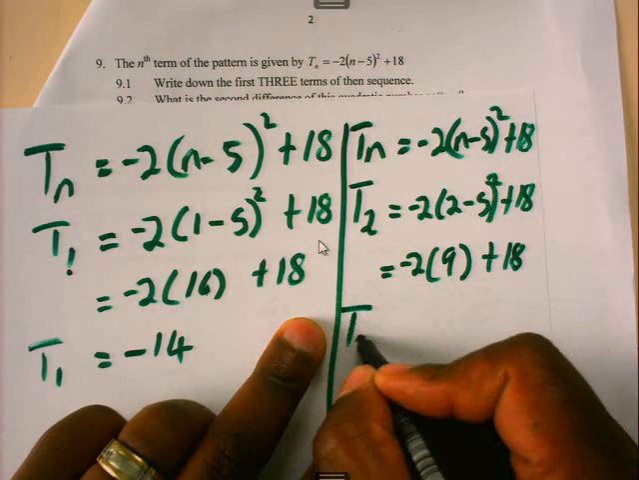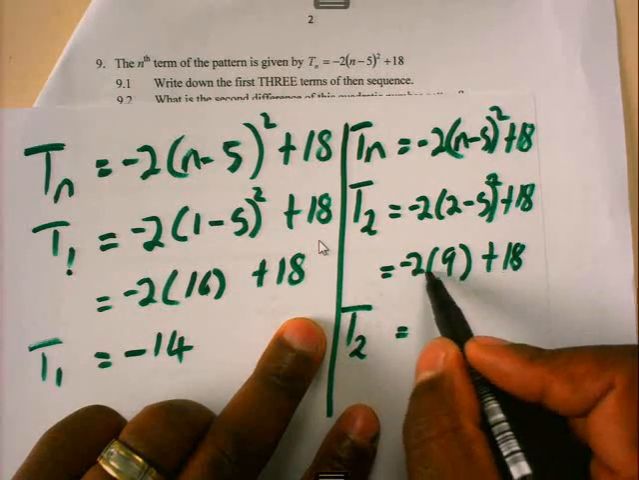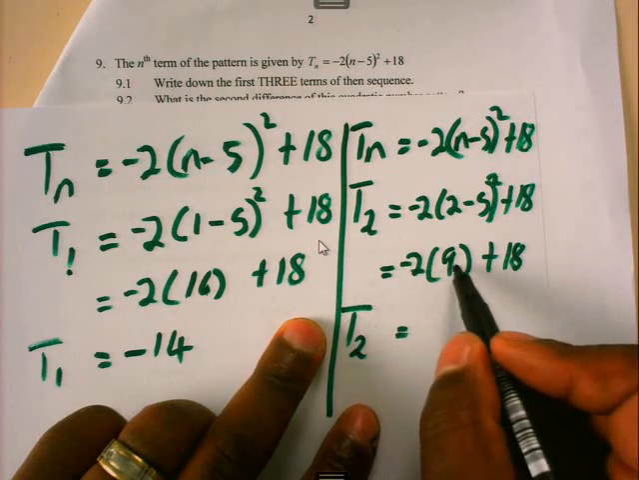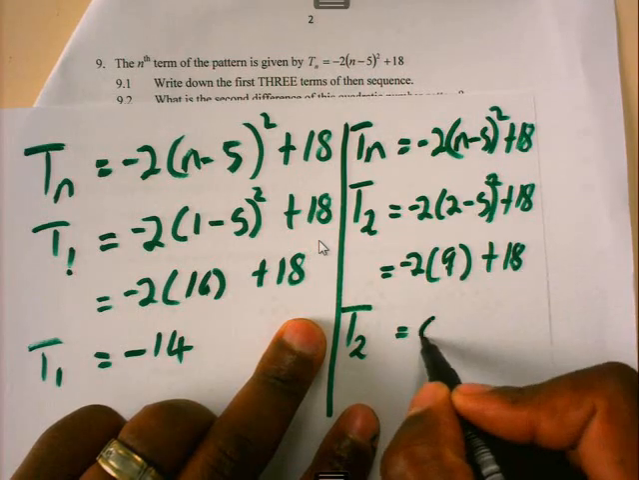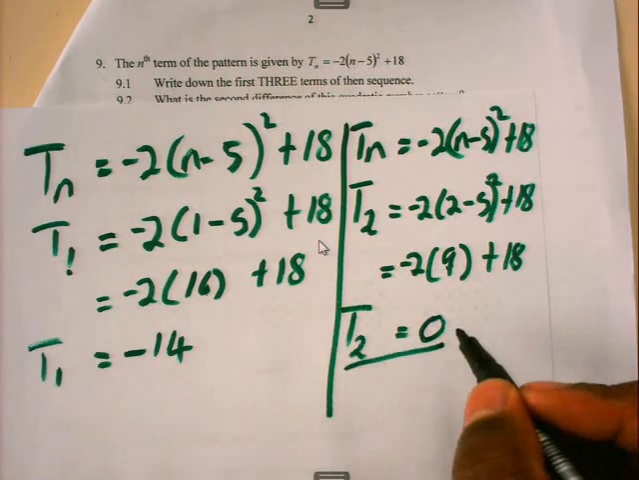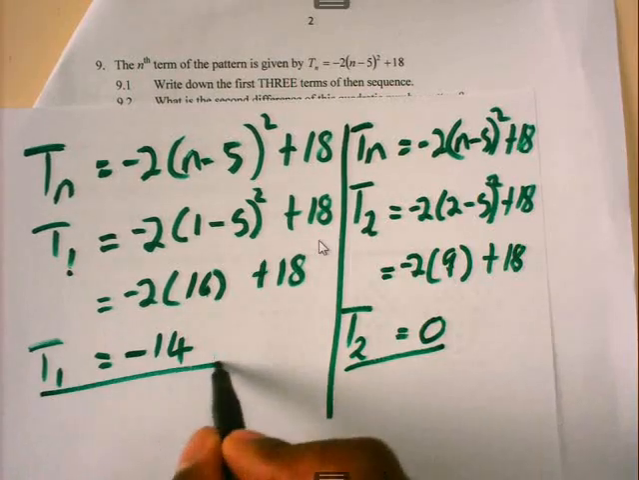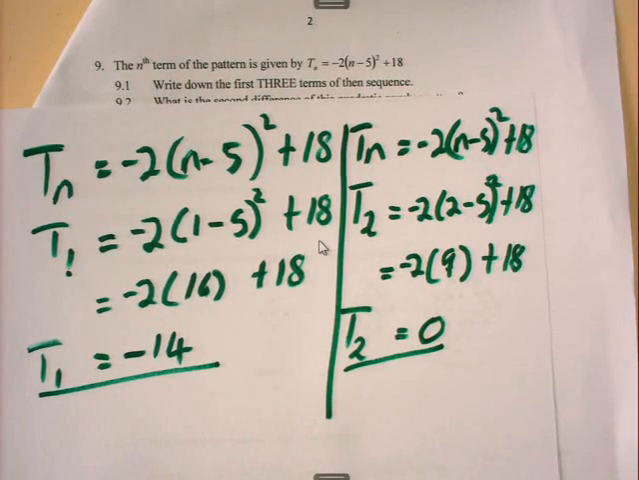Let's determine the second term. Negative 2 multiplied by 9 is negative 18. Negative 18 plus 18 gives us 0. It means our second term is 0. Our first term is negative 14.